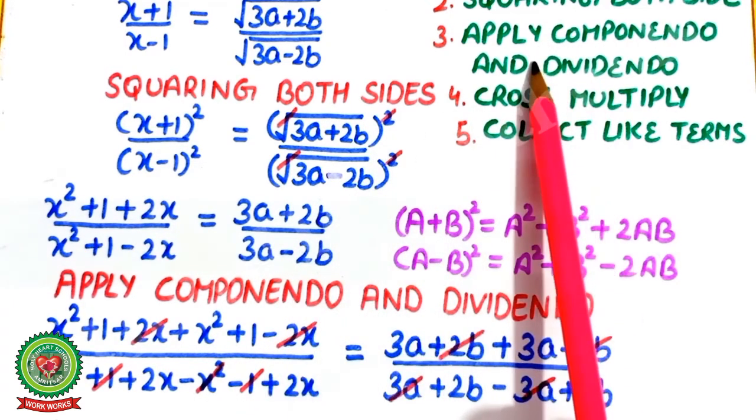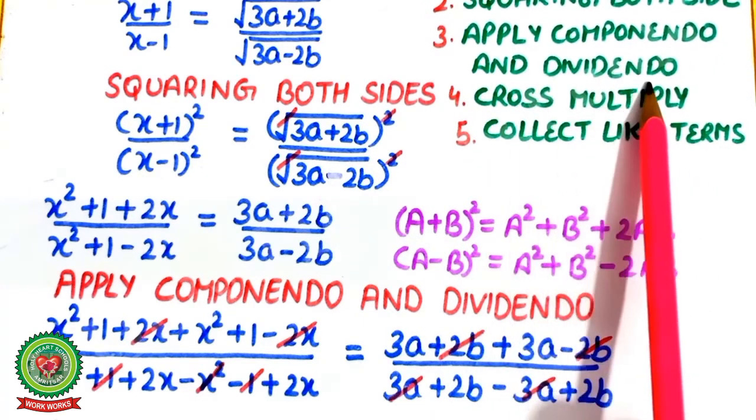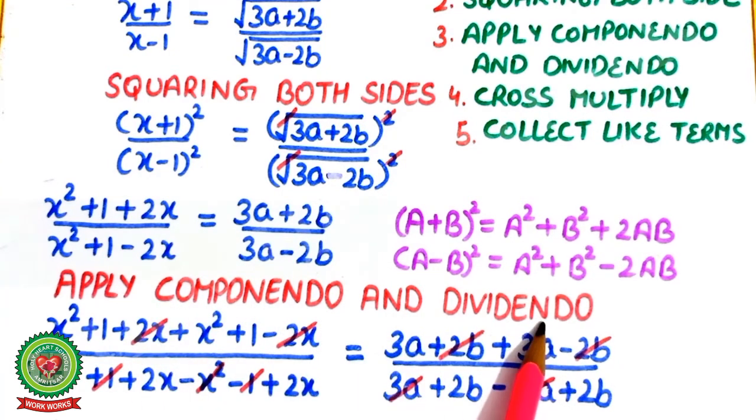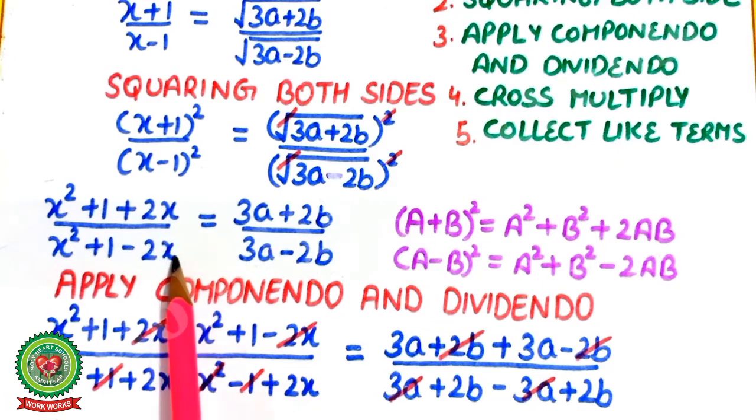Now we have to apply third step. Third step is again apply componendo and dividendo. So now after applying componendo and dividendo, here numerator plus denominator we have to do on both sides. So here value is x square plus 1 plus 2x plus x square plus 1 minus 2x upon x square plus 1 plus 2x. Here opposite signs will come, minus x square minus 1 plus 2x is equals to numerator plus denominator first. So 3a plus 2b plus 3a minus 2b upon 3a plus 2b minus 3a and plus 2b, because in the denominator minus sign is there. We have to do next step, cross multiply and collect like terms.